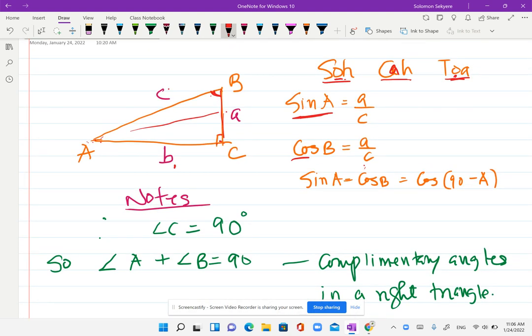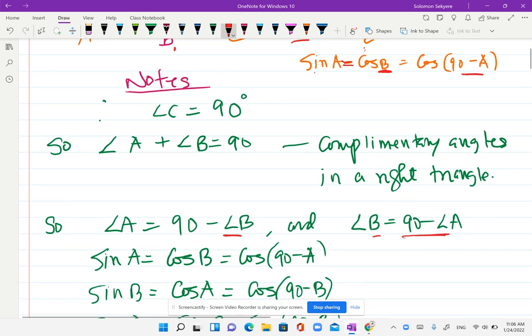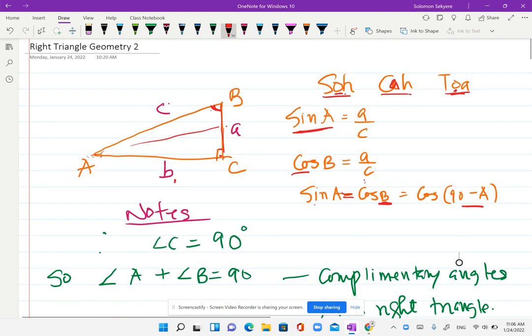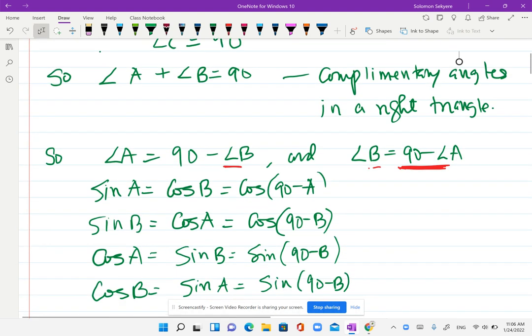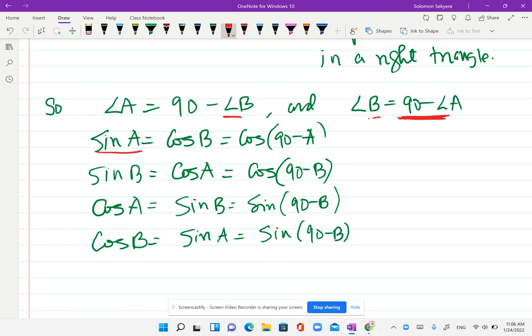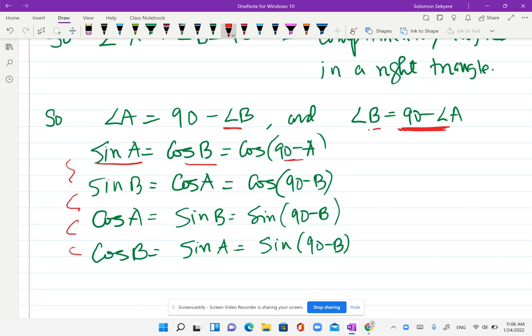That's simple, right? So we've shown that sine A is the same as cosine B. In place of B, we write 90 minus A, because angle B is the same as 90 minus A. That is how we arrived at these rules. Sine A is the same as cosine B, which is the same as cosine of 90 minus A. All these are true. Just know them, play with them.